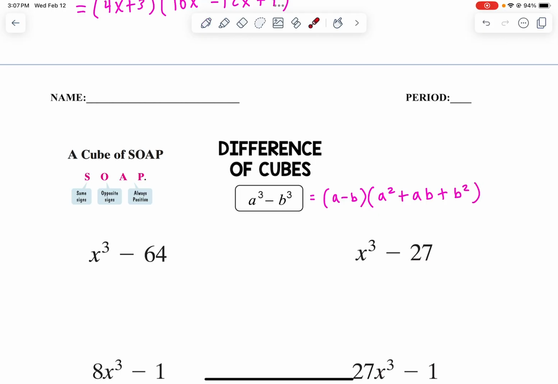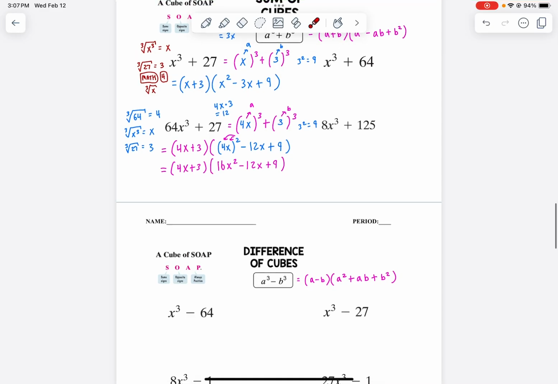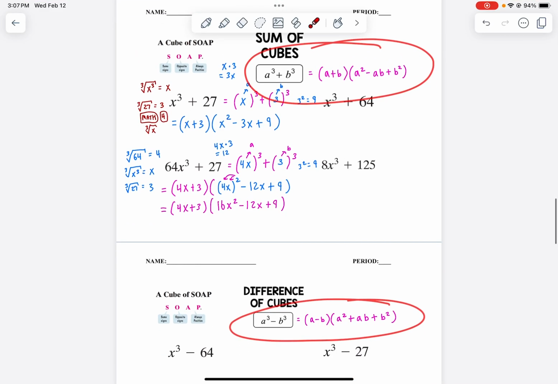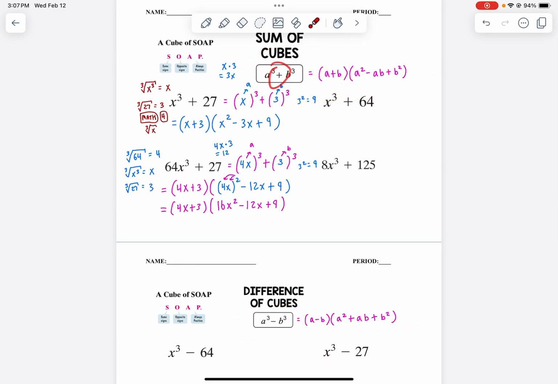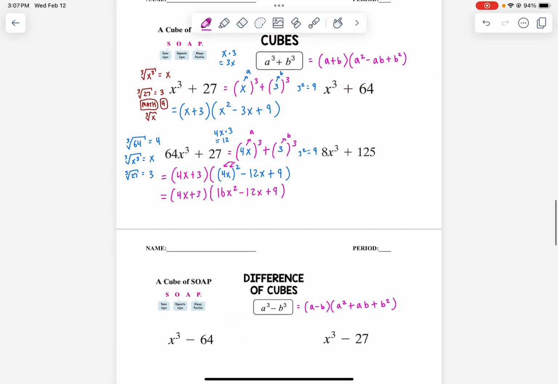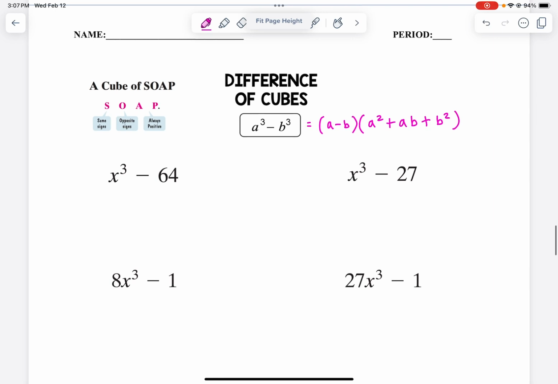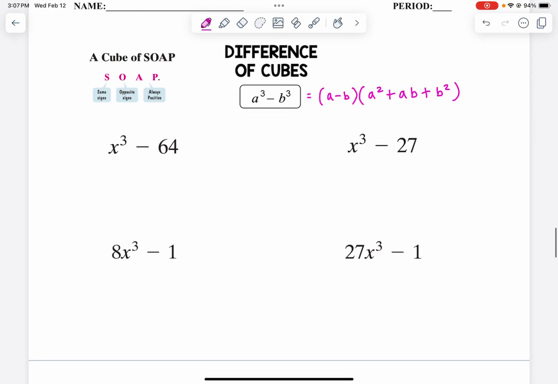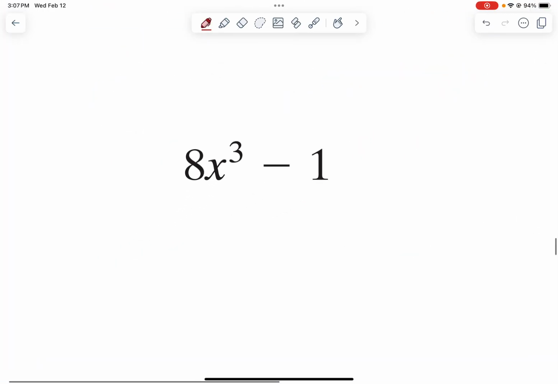So just make sure you know the difference between using this formula and this formula, and really the only difference is that one is an addition, the other one is a minus. So here we'll apply the same technique we used with the sum of cubes. We're going to focus on just one more example, which is on the bottom left: 8x cubed minus 1. Once again, they want you to factor this.